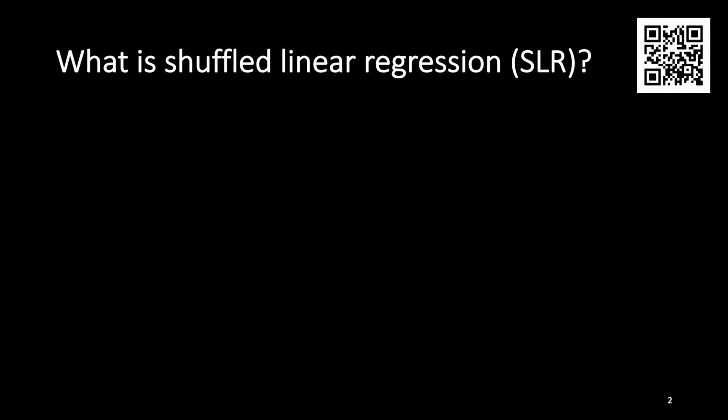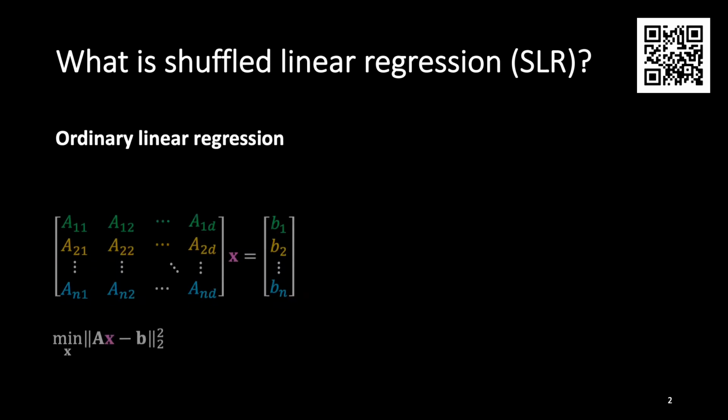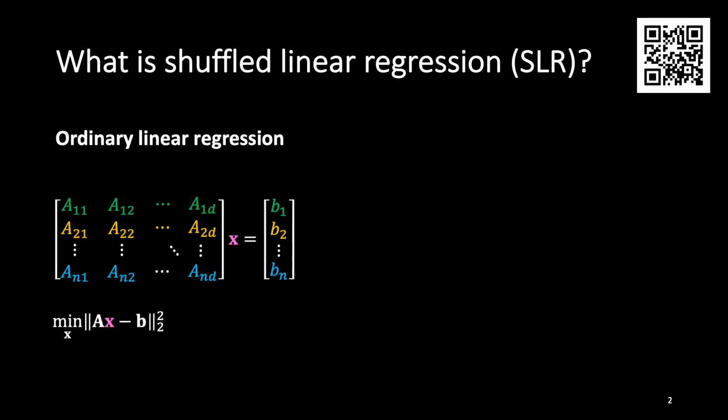First, I would like to introduce the basic concept of the terminology shuffled linear regression. In the conventional ordinary linear regression with Euclidean norms, we have some input A and output B. These data are always given in pairs so that we know which certain A corresponds to which certain B. So, we only need to estimate the regression variable x by minimizing this objective function.